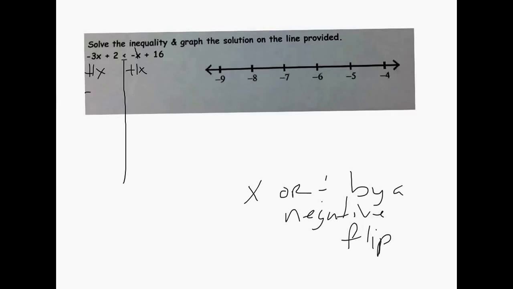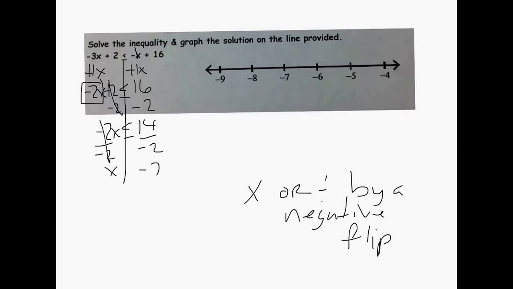Negative 3 plus 1 is negative 2x, plus 2 less than or equal to, bring down your 16. I'm solving for negative 2, so that plus 2 gets a minus 2. So this becomes negative 2x less than or equal to 16 minus 2 is 14. And the last step, divide by negative 2, divide by negative 2. That becomes negative 7, and the sign will flip.